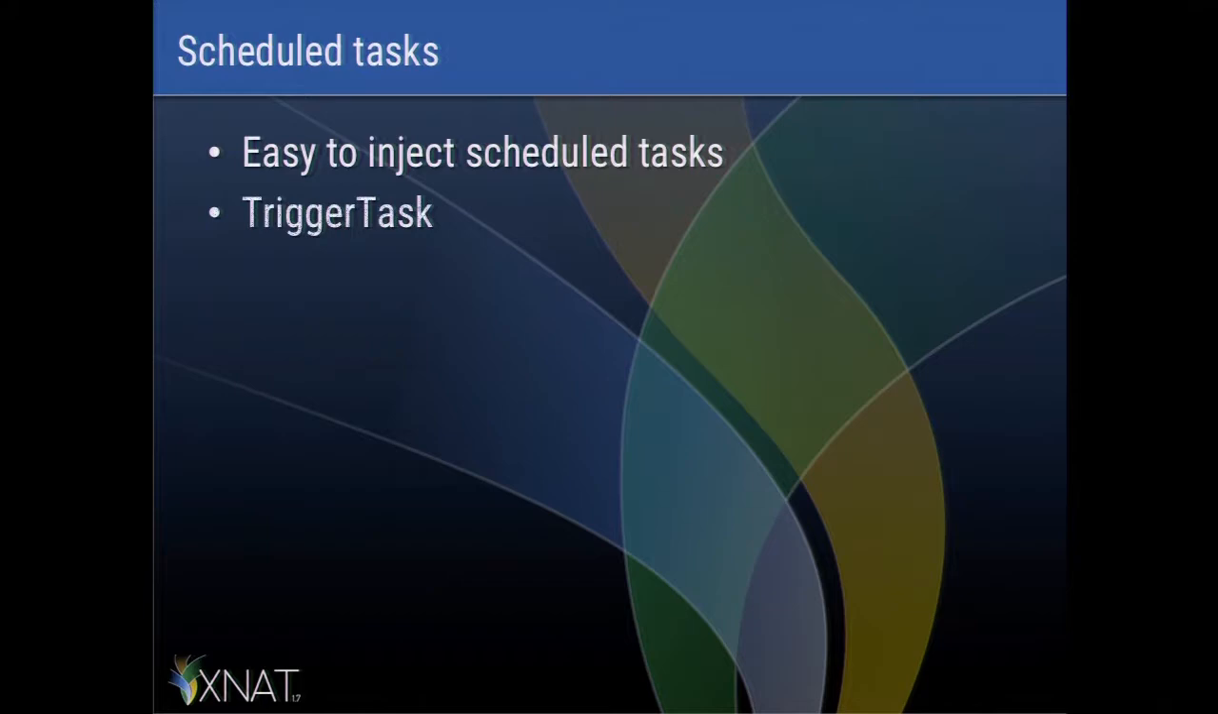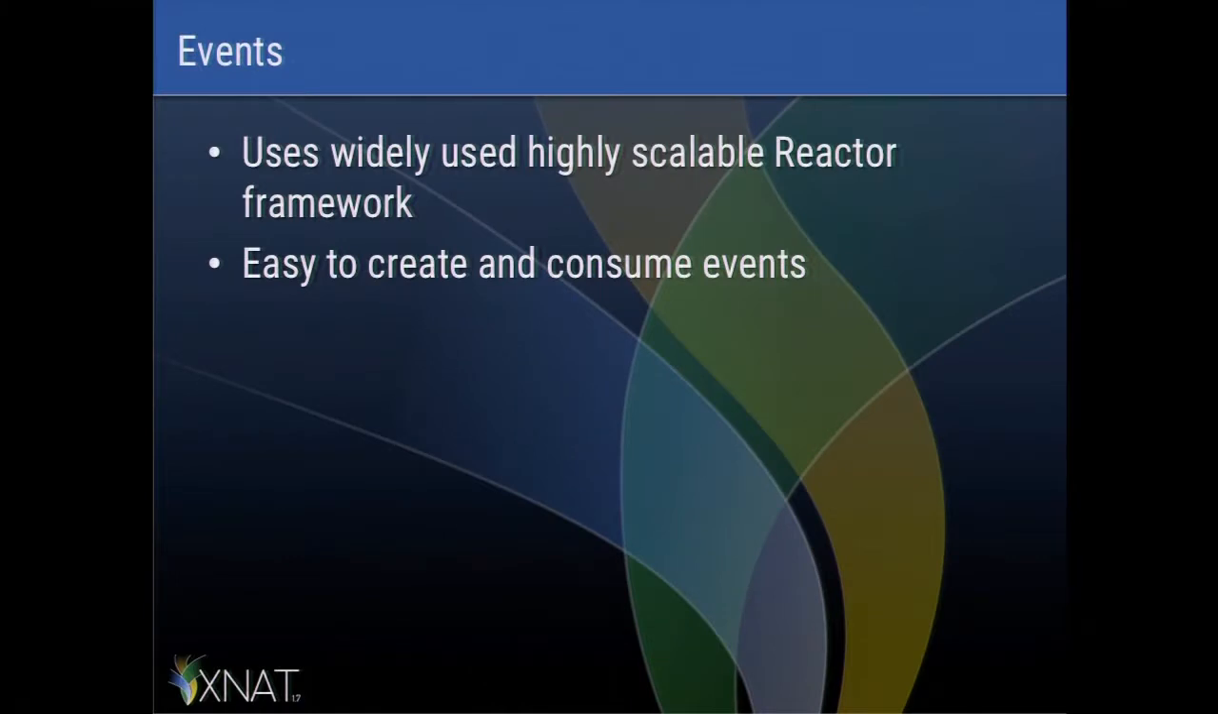Scheduled task, it's easy to do. They're called trigger tasks. And you create them, and you can do cron expressions, you can do periodic delays, there's all kinds of ways that you can configure them. It's a very well understood, well tested framework, and it's super easy just to create one and throw it in. Events, we use the highly scalable reactor framework, easy to create and consume them, and that's where Mike Hodge gets to talk.